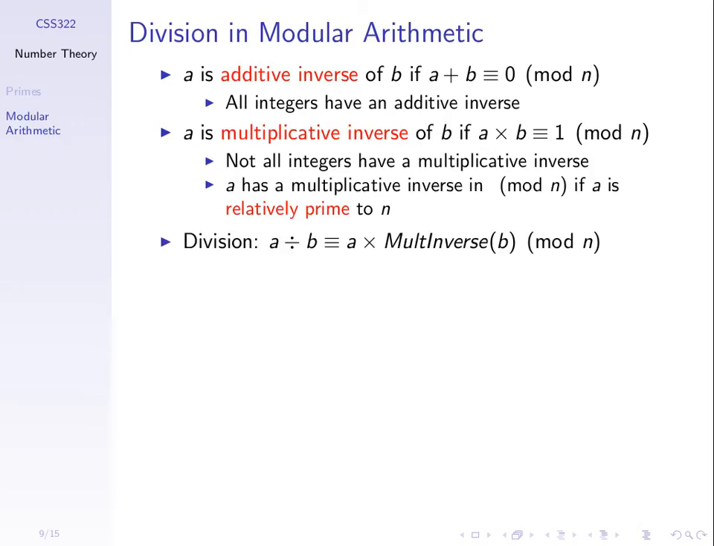Every number has an additive inverse. We can always find some number and add another number such that we'll get 0 in mod n. So every number has an additive inverse, but not every number has a multiplicative inverse. There are some numbers in our set that we cannot multiply by any other number and mod by n and get 1 as the answer. And it turns out that some number A will have a multiplicative inverse in mod n if A is relatively prime to n. So if the modulus is n, and some integer A, if A and n are relatively prime, meaning the greatest common divisor of A and n is 1, then A will have a multiplicative inverse, and we can find that value. Otherwise, it will not.